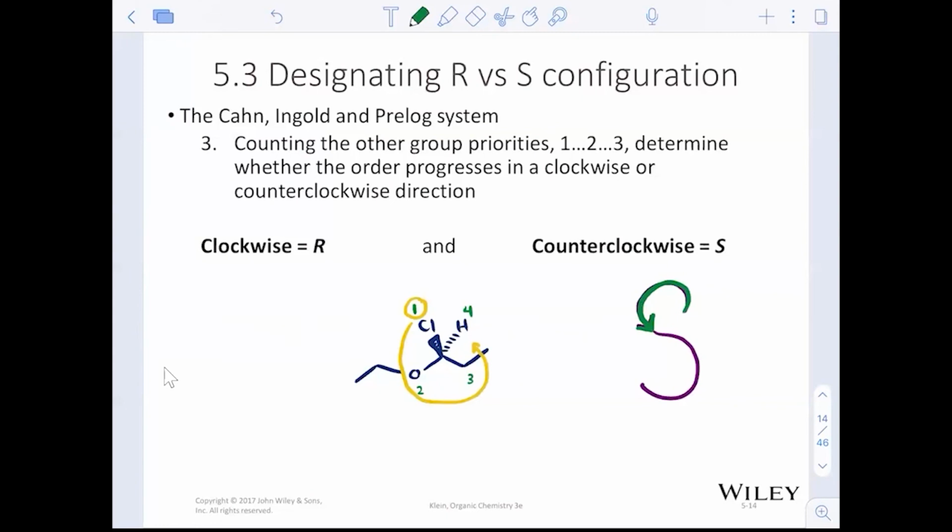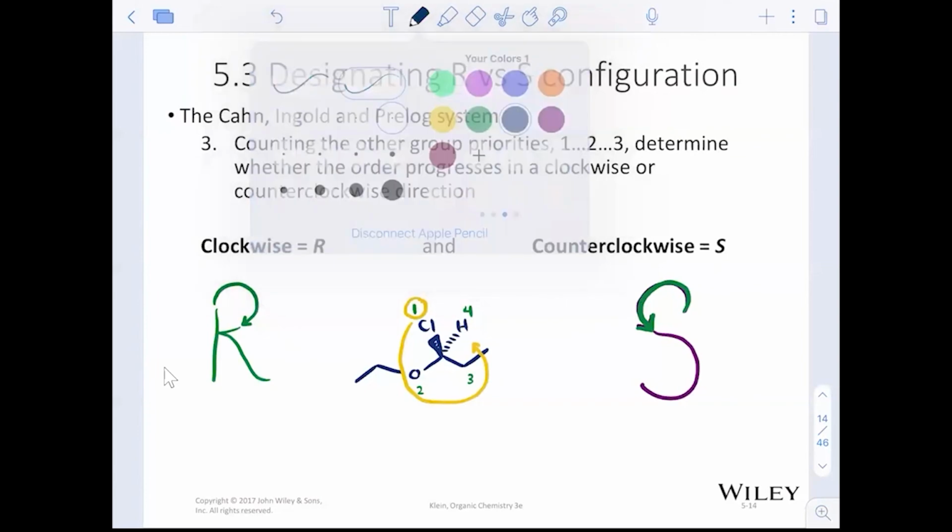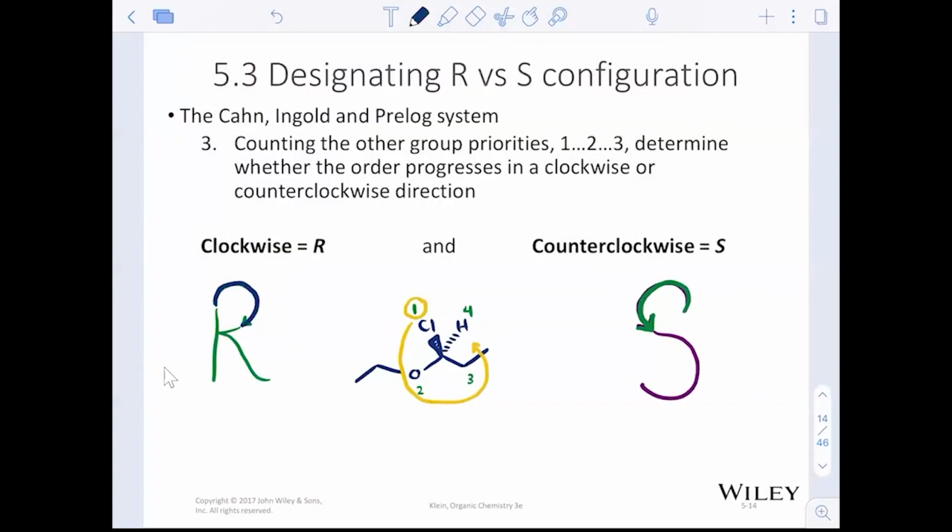Here's the magic trick. Start to draw your R. What? Clockwise in that circle. There's your R. So clockwise is R, counterclockwise is S. We have, in this specific molecule, the S enantiomer.